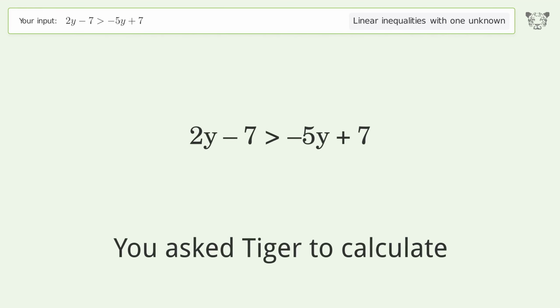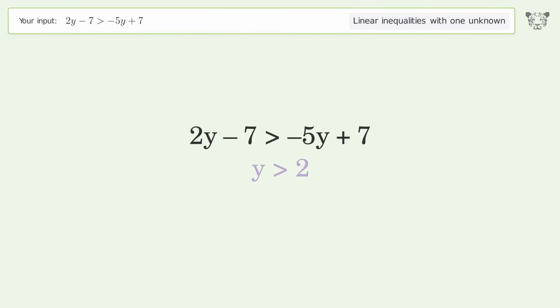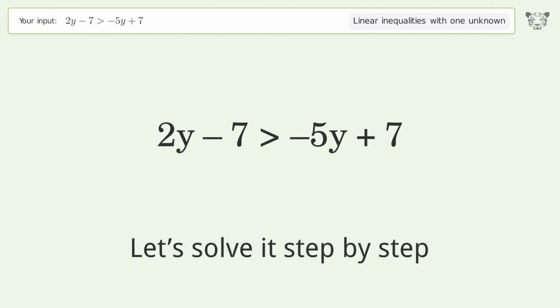You ask Tiger to calculate. This deals with linear inequalities with one unknown. The final result is y greater than 2. Let's solve it step by step.